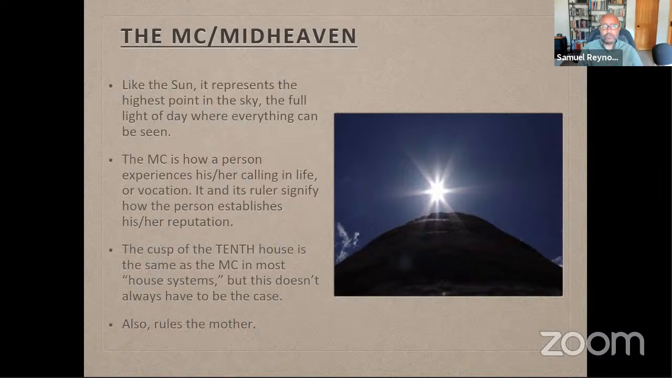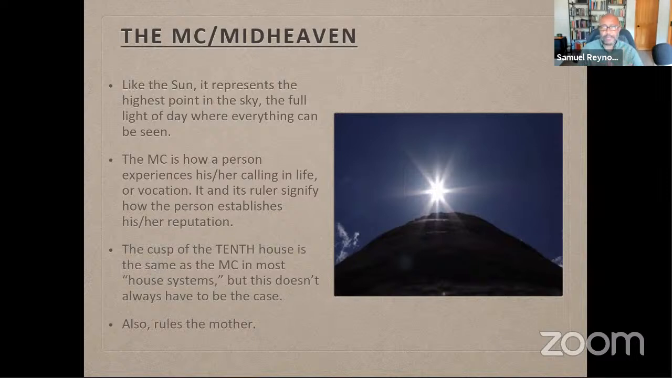It and its ruler. Now you will notice something. I talk about the point, and then I talk about the planetary ruler. So if you have a Sagittarius midheaven, Jupiter is the ruler. And I use more classical traditional rulers. So if you're Pisces midheaven, then you may have Jupiter, again, as your ruler. Now, if you're more modern, you're going to use Neptune. Now, the midheaven signifies how the person establishes his or her reputation.